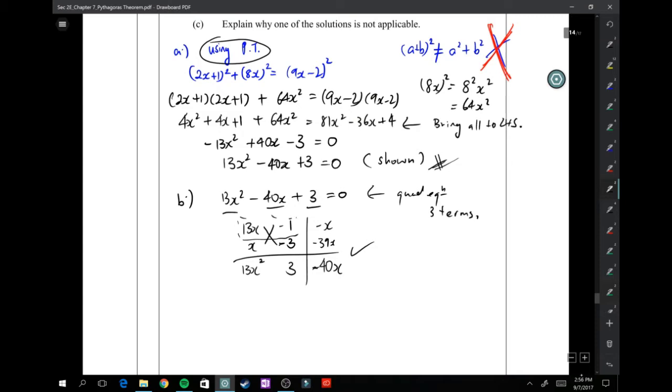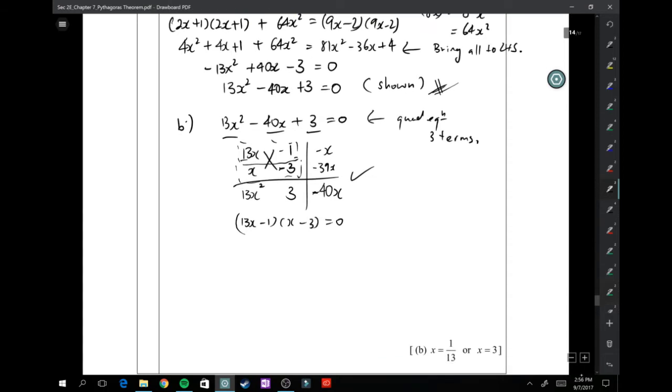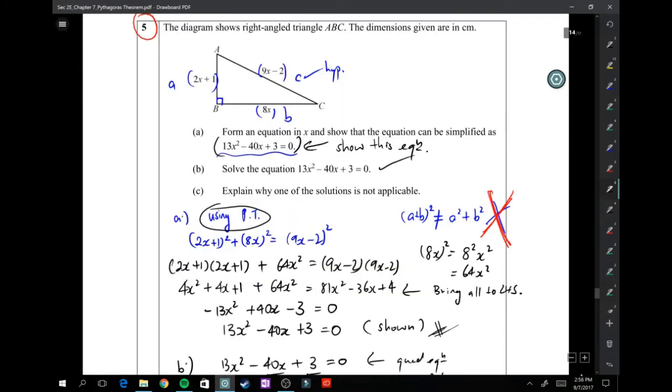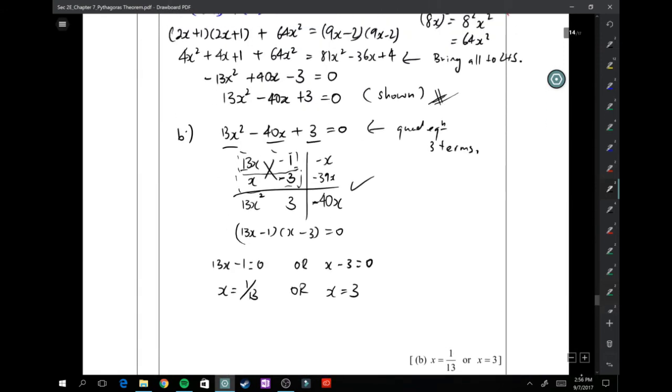Now remember how to read this. We're going to read it horizontally. So we have 2 answers: 13x minus 1 and x minus 3 equals 0. So therefore x equals to, sorry, I'll just do the full working. 13x minus 1 equals 0, or x minus 3 equals 0. So we have x equals 1 over 13, or x equals 3. So that's it for part B. Solve means finding the value of x, and we have found the value of x.